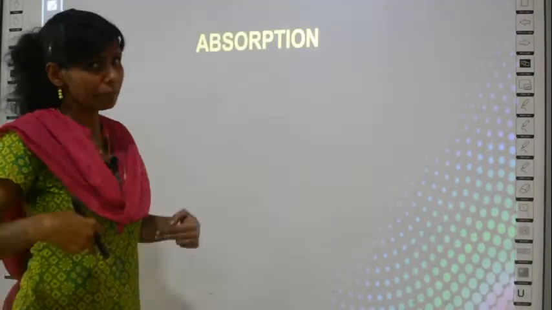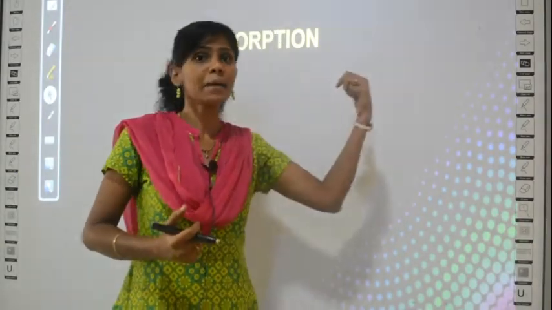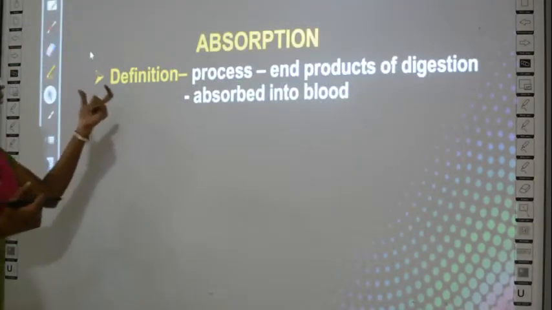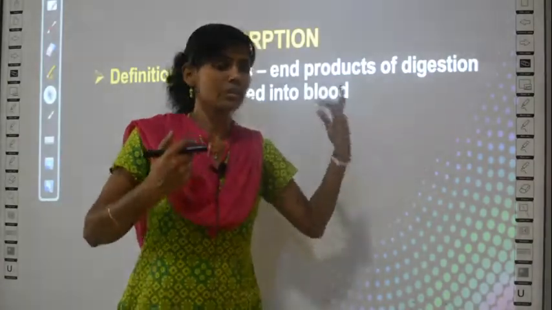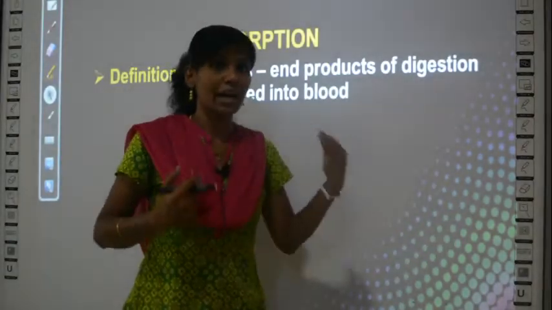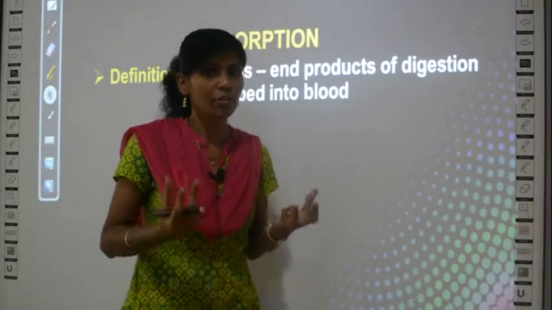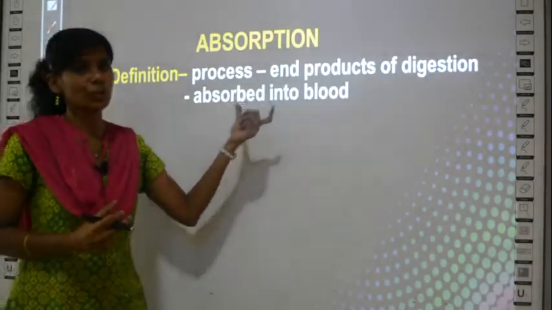So from the stomach it is absorbed into the blood, no? From your stomach it is absorbed into your blood, and that process is called absorption. Let's see the definition. What is it? Absorption is a process where the end products of digestion are taken up. After digestion you have small glucose, small amino acids, small fatty acids and glycerol, no? All these things are absorbed into the blood.